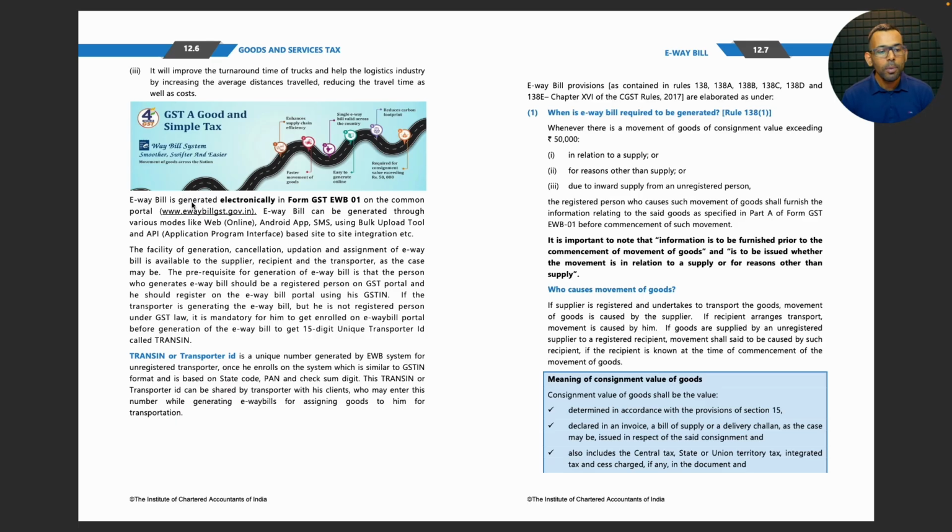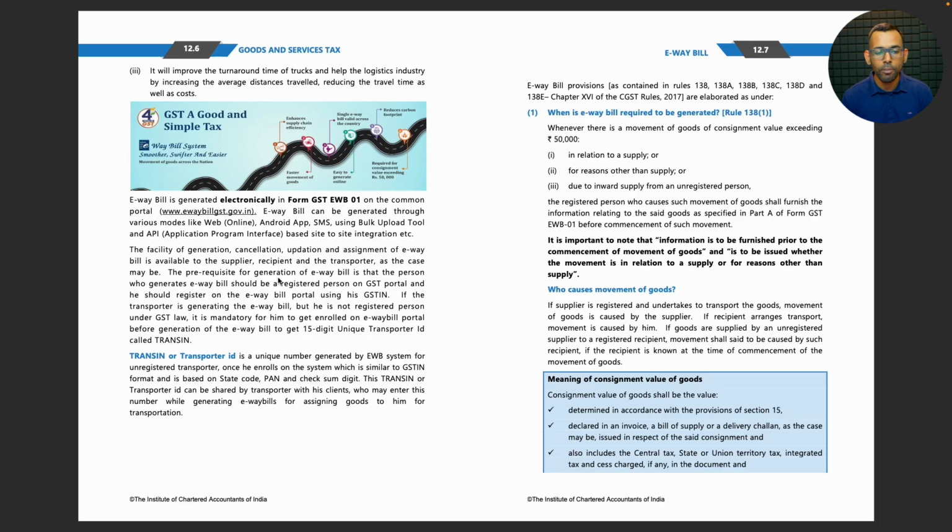Nice. E-way bill is generated electronically in form GST EWB01. So EWB01 is the normal e-way bill, the regular e-way bill. EWB02 is the consolidated e-way bill, which we will see later. E-way bill can be generated through various modes like web, Android app, SMS, using bulk upload tool and API based site-to-site integration. Right. The facility of generation, cancellation, updation and assignment of e-waybill is available to the supplier, recipient and the transporter as the case may be.